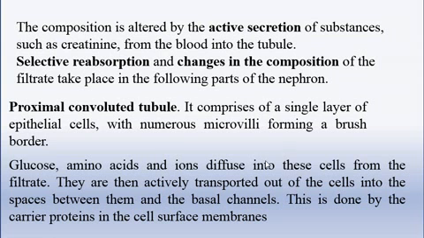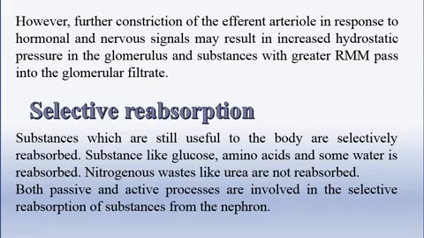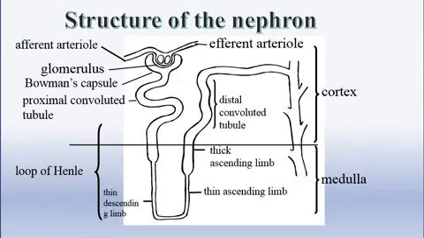The next process is selective reabsorption. Whatever is useful to the body, like glucose, amino acids, and most of the water, is selectively reabsorbed, and this takes place in the proximal convoluted tubule. We have seen ultrafiltration taking place somewhere here. Then in the proximal tubule, we are going to see selective reabsorption of substances useful to the body.